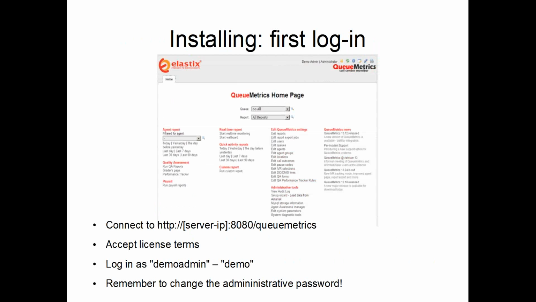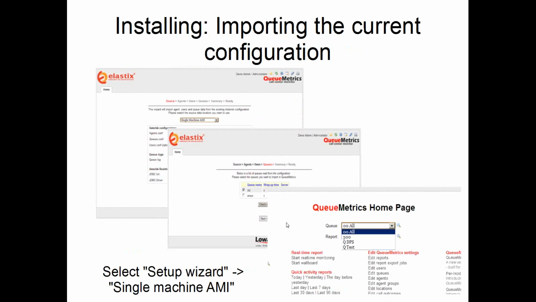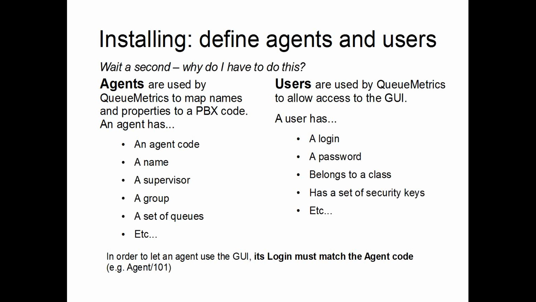When you first log in, after the installation phase is through, you connect to your system, accept the license terms, you log in as demo admin with a default password, and you should really change this. Then what you should be doing is to import data from the underlying system. You can usually do it from the setup wizard by selecting single machine AMI or the configuration files. You load the current configuration, and then you need to tell the system who is going to work with this.